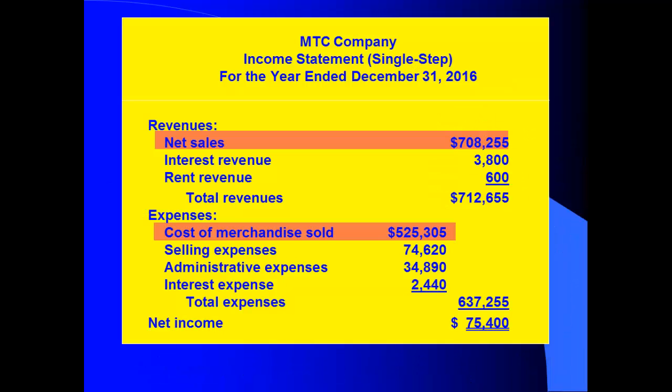Let's look at this one example right here. This is the same data from the last one. Notice under revenues, I show net sales. I don't show how I got it, I just show net sales. And we add to that my other revenues to get total revenues. Under expenses, cost of goods sold is an expense. Don't forget that. We show just the totals of selling and admin expenses. Get total expenses, subtract that from the total revenues, and I get a net income. Net income is going to be the same whether you do it single step or multi-step. Either way, it's going to be the same.